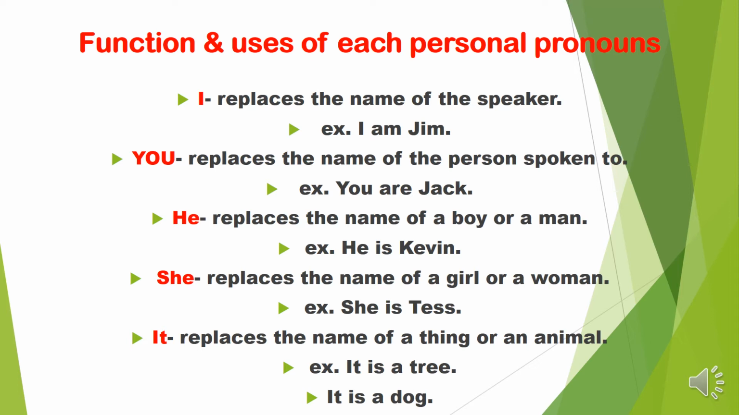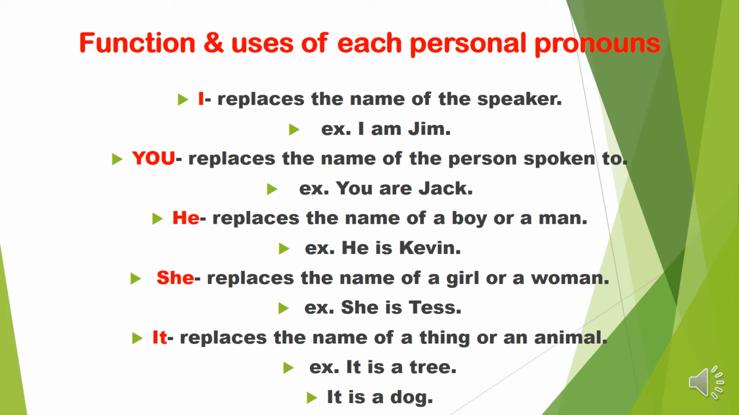He, my dear viewers, replaces the name of a boy or a man. Example: he is Kevin, he is Mark, he is Ram, he is Carlos, like that. Again, it replaces the name of a boy or a man. She replaces the name of a girl or a woman. For example, she is Tess, she is Carla, like that. So those are the uses or functions of the personal pronoun she.